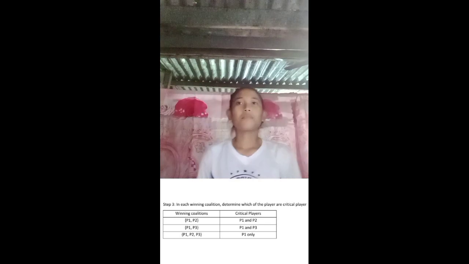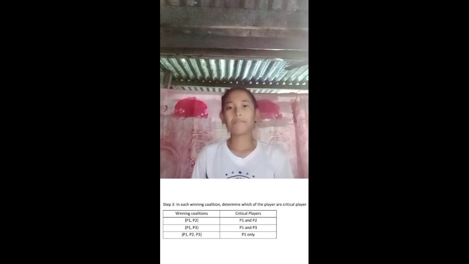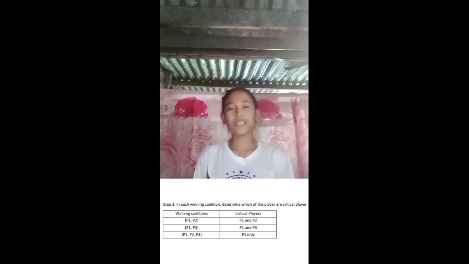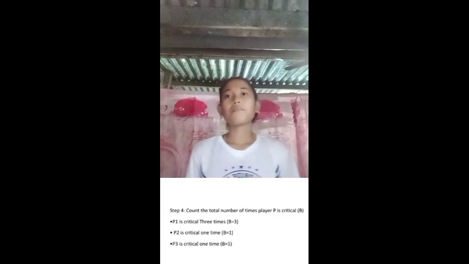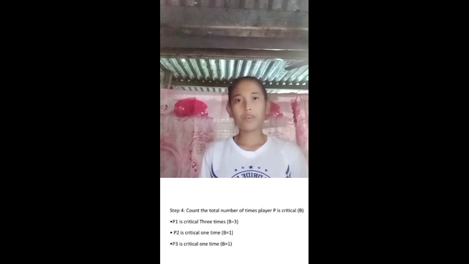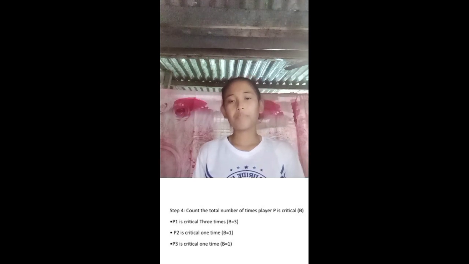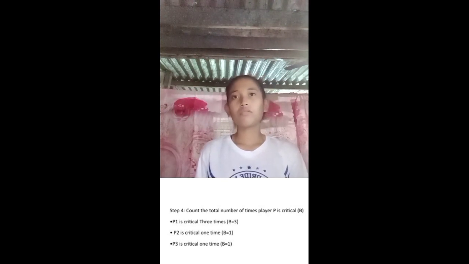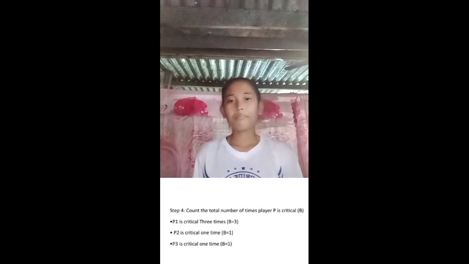So the critical players of player 1 and player 2 are still player 1 and player 2. Then for player 1 and player 3, it is still player 1 and player 3. Then for player 1, player 2, and player 3, the critical player is only player 1. Step 4. Count the total number of times player P is critical. So P1 is critical three times, P2 is critical once, and P3 is critical once.